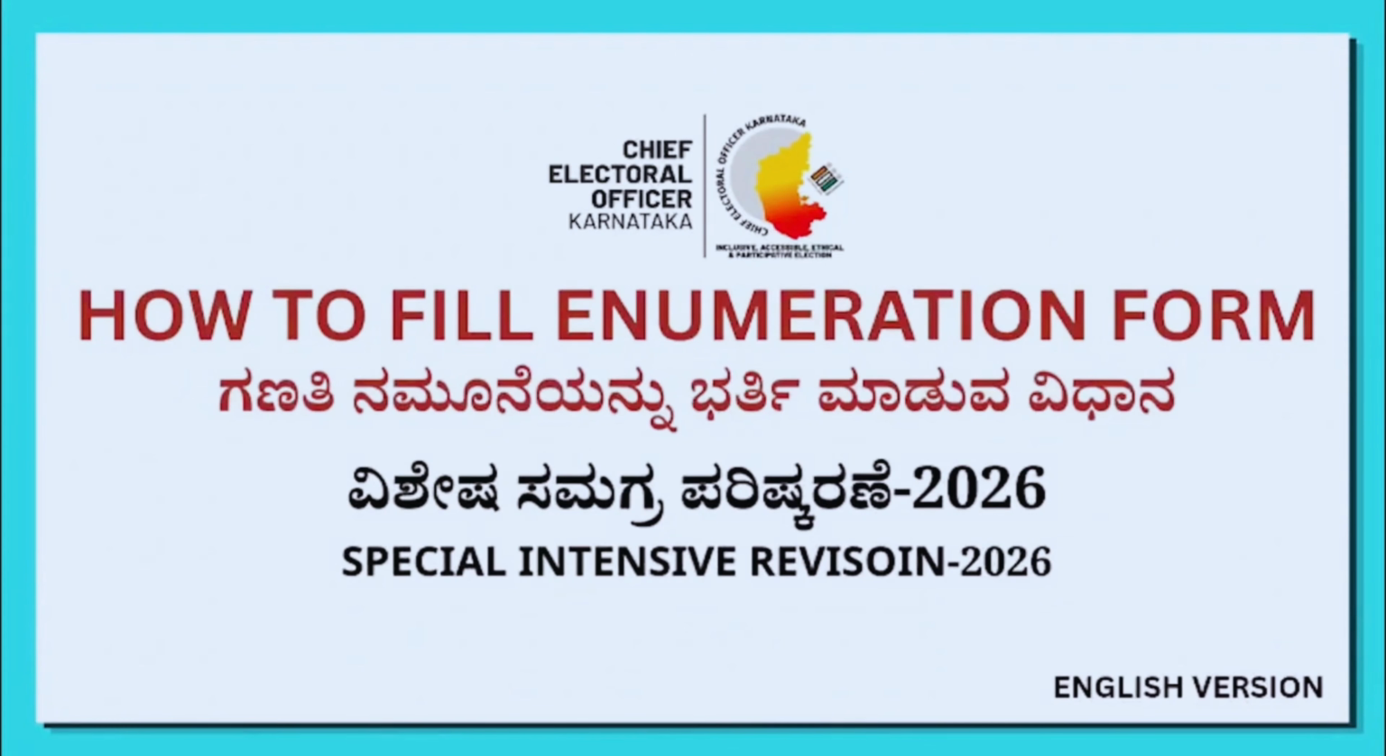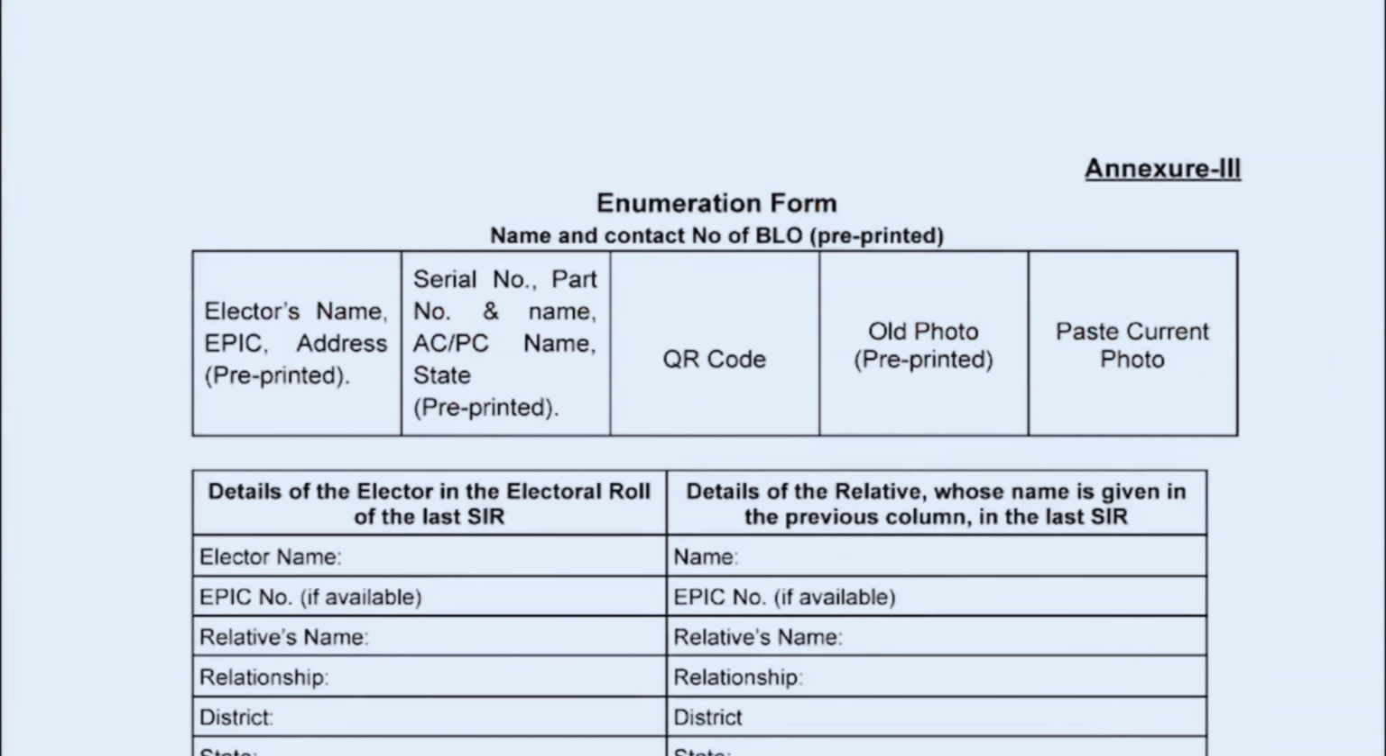I am going to provide information on how to fill your enumeration form for the special intensive revision. Firstly, look at part 1. Your details are already pre-printed in this section. Your name, EPIC number, address, assembly constituency and your old photograph have been printed. Additionally, the name and mobile number of your booth level officers are also printed.